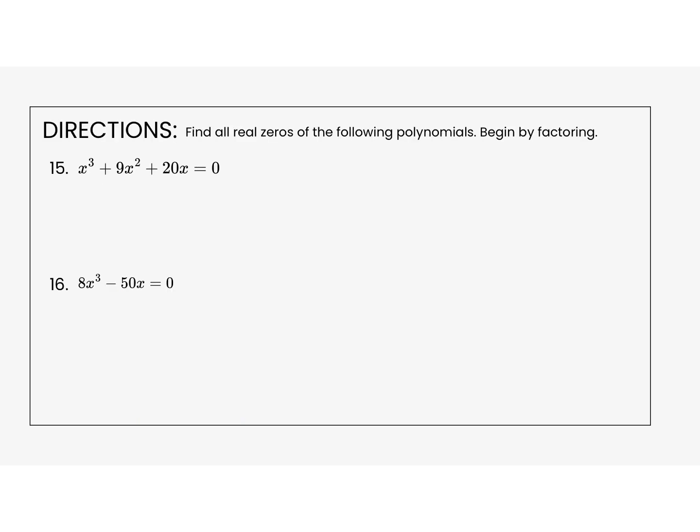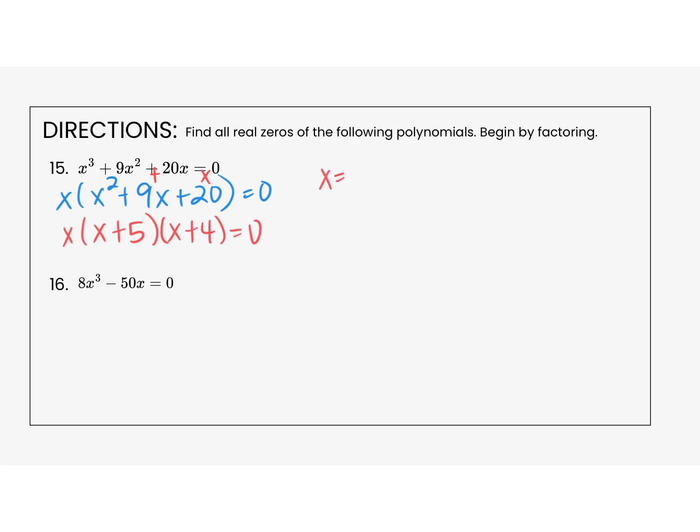Okay, in day 2 in class, what we're going to talk about is finding the zeros. So all that means is after we factor, we're going to actually solve for when x equals 0. Okay, so I'm going to start by factoring. In this first one, my GCF is x, so I'm left with x squared plus 9x plus 20. Now I have a trinomial, so I'm looking for numbers that multiply to 20 that add to 9. So that would be 5 and 4.